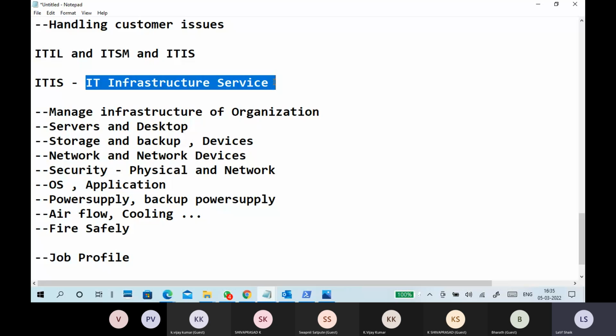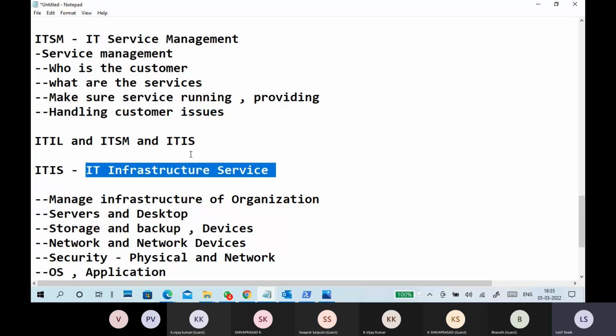That is the different point. Managing infrastructure. So very simple. What is infrastructure meaning is we have servers, desktops, storage devices, network components, operating systems, applications, like that. These are all comes under infrastructure services. It is more like a job profile kind of stuff.